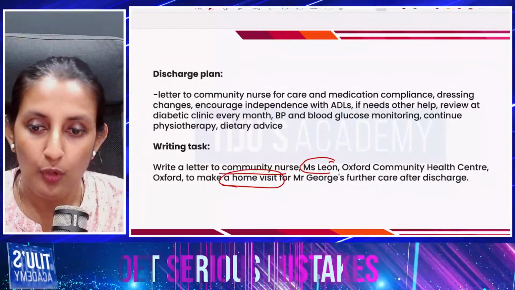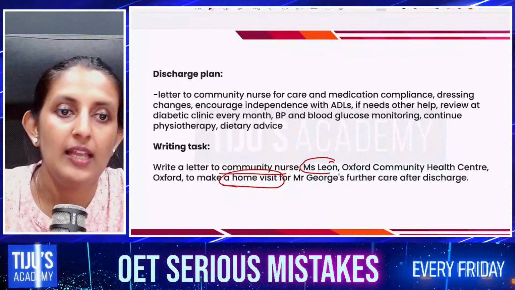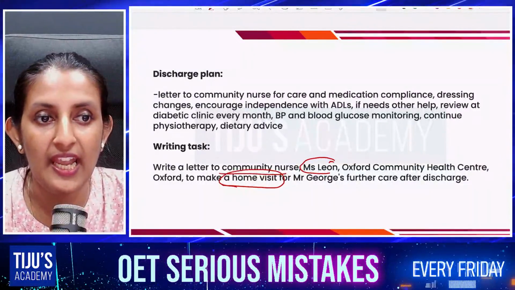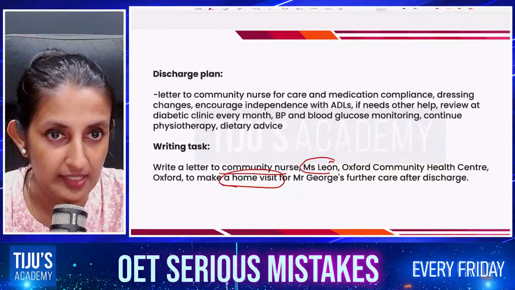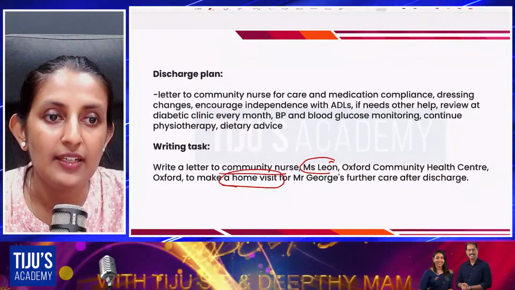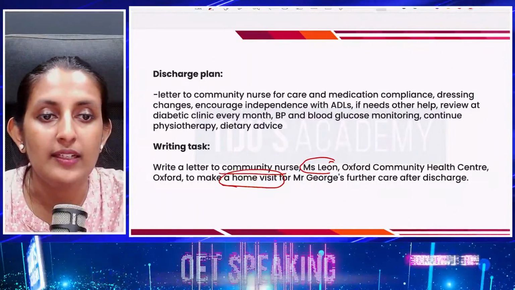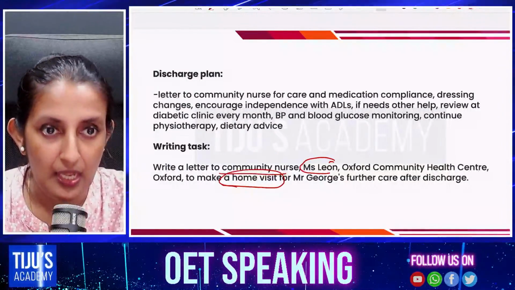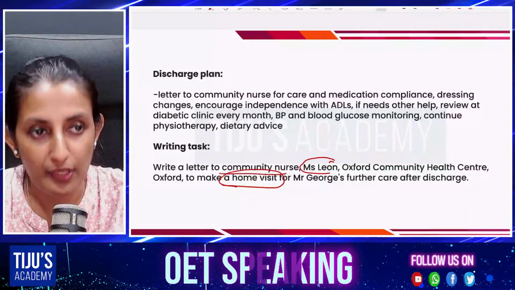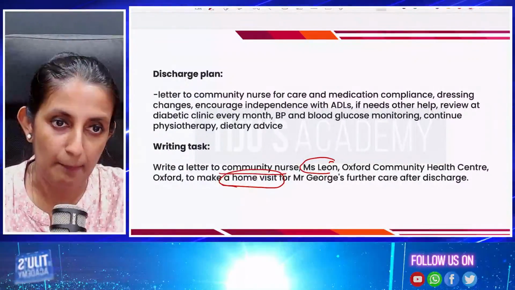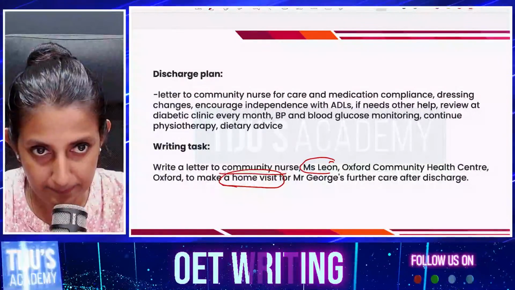In the discharge plan, only one home visit is mentioned: letter to community nurse for care and medication compliance, dressing changes, encourage independence with ADL, if needs other help, review at diabetic clinic every month, BP and blood glucose monitoring, continue physiotherapy, dietary advice.